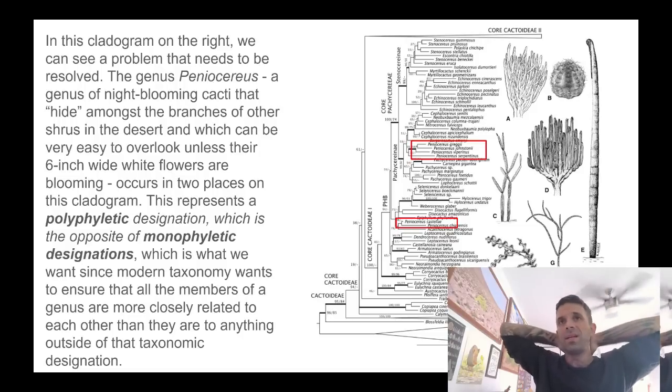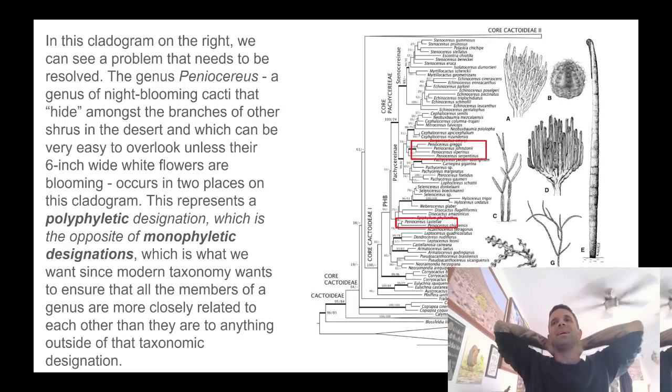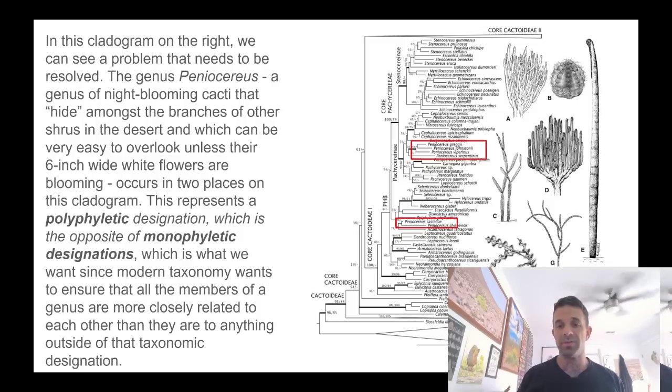When you look at that, you can kind of see it. Okay, yeah, I get that. I get how that's definitely related. It's more closely related. I can see it. The DNA reveals it. Okay, but this is a great example of a polyphyletic designation.